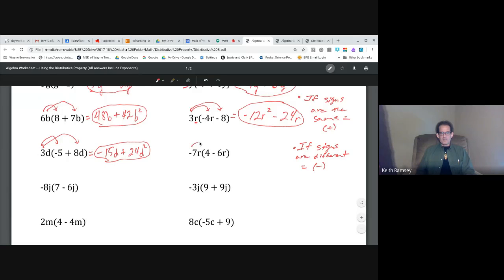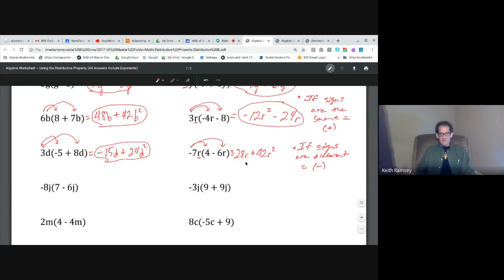Over here, I have negative 7r times positive 4. So negative times a positive has to be a negative 28. And there's only one r here. This one doesn't have an r. So I'm just going to say negative 28r. And then negative 7r times negative 6r. These are both negative, so this is positive. And I know 7 times 6 is 42. Then I check my variables. This has an r and this has an r. So I have to say r squared. So negative 28r plus 42r squared.